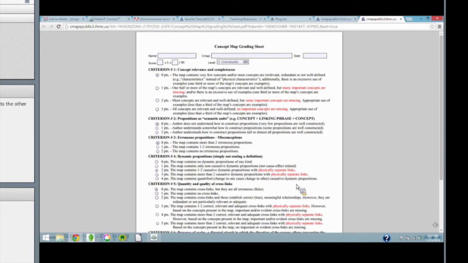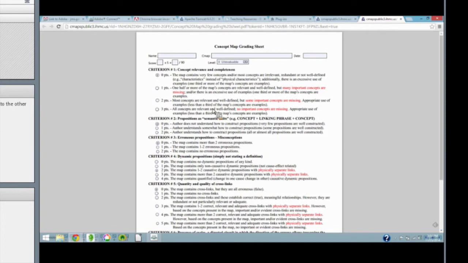Oh, did you consider this? Oh, did you consider that? Oh, what about this part here? I kind of developed this sheet based on a couple of the others. Linking phrase concept, are they true propositions? Are there any misconceptions in there? That can be great. And you could emphasize them however you'd like. This is just one version.